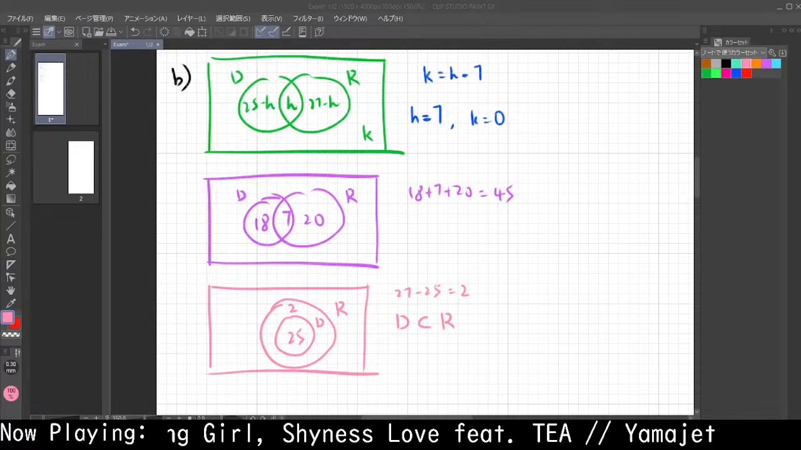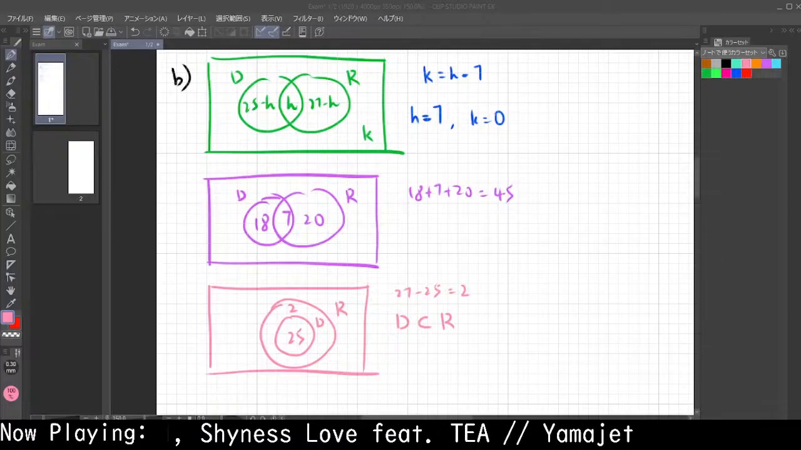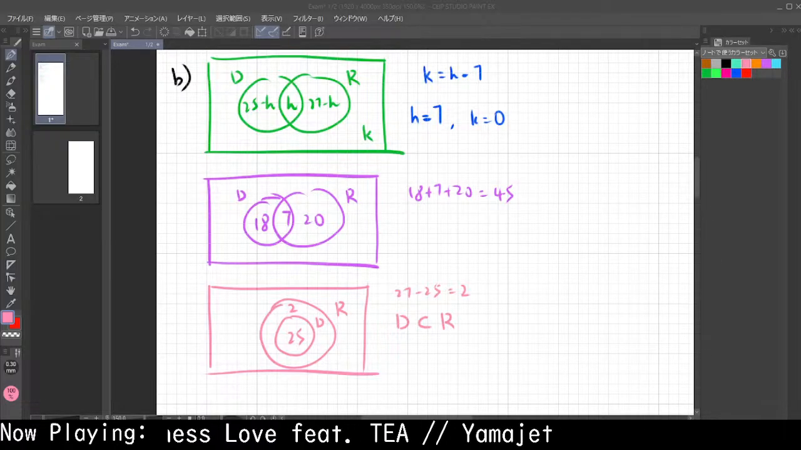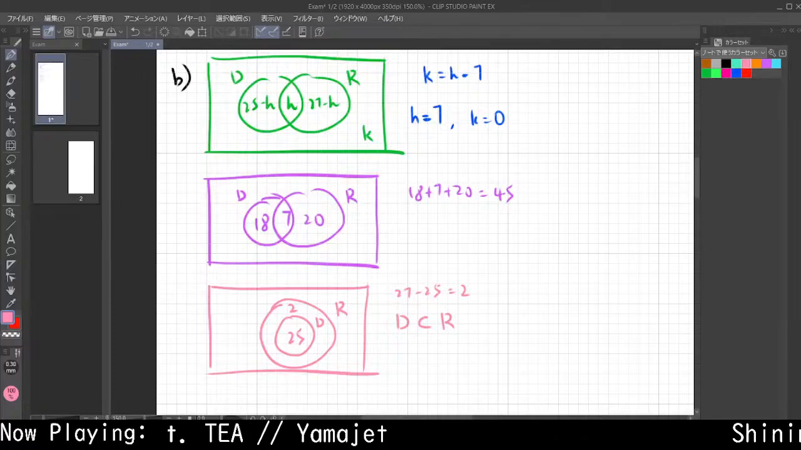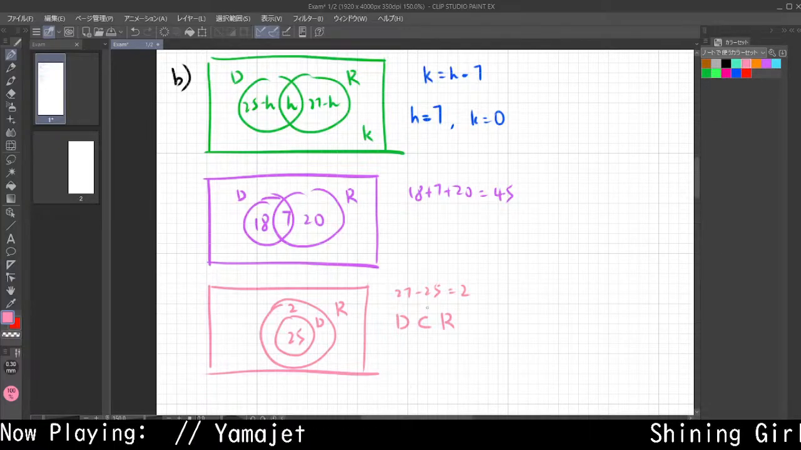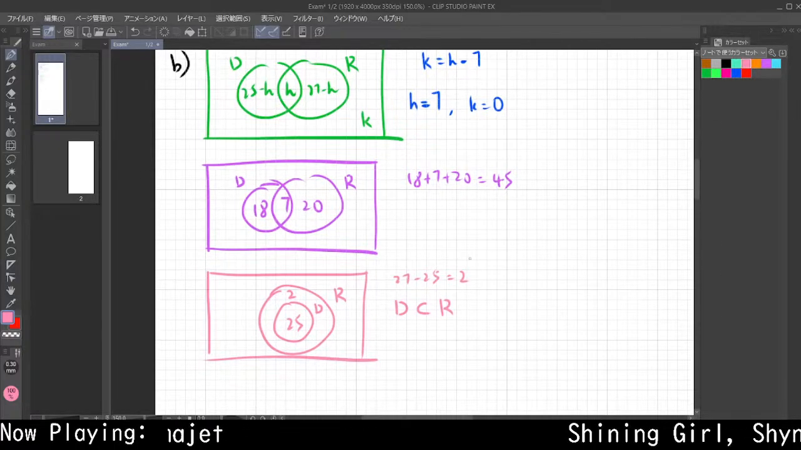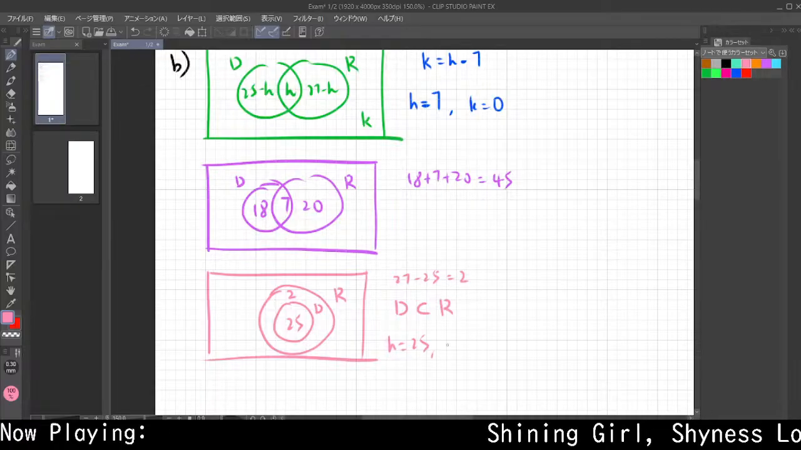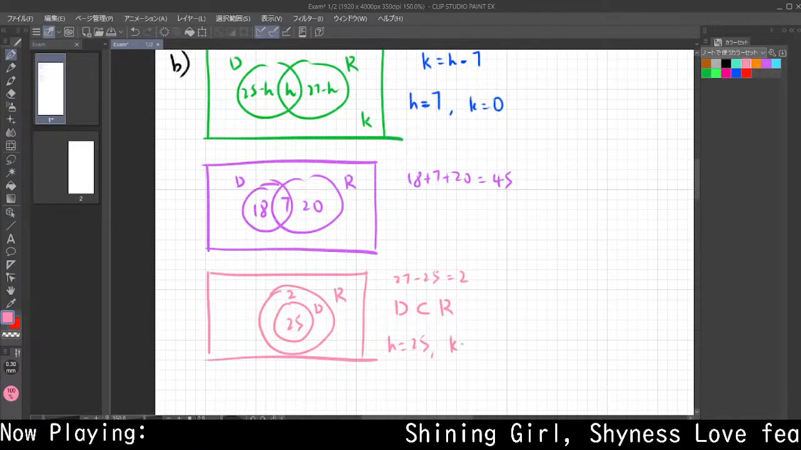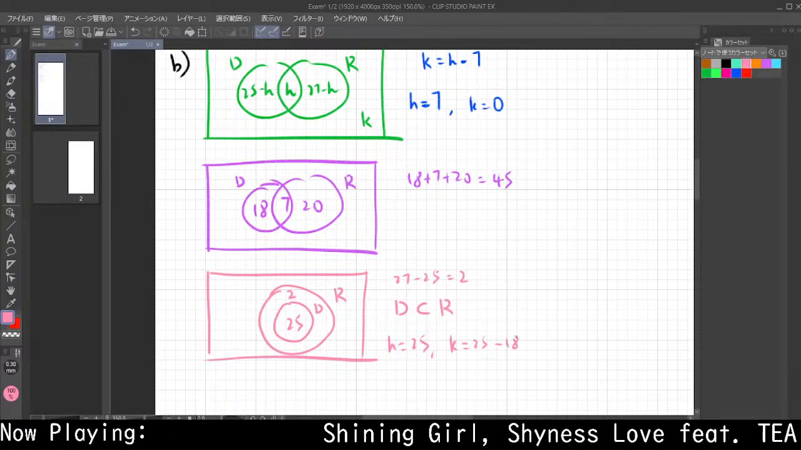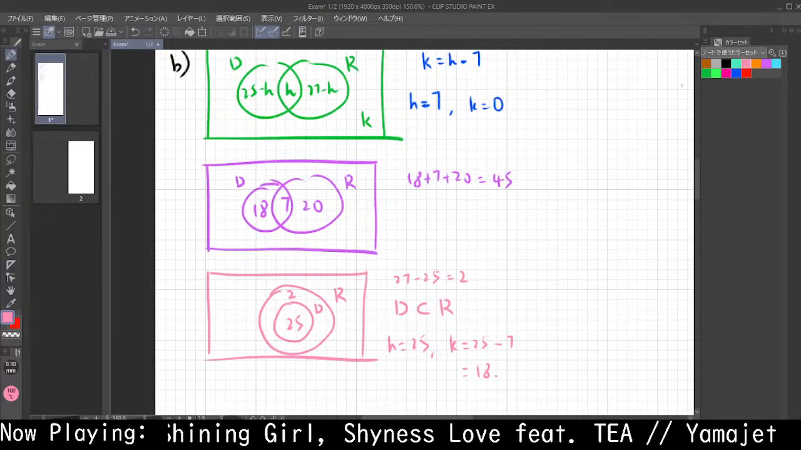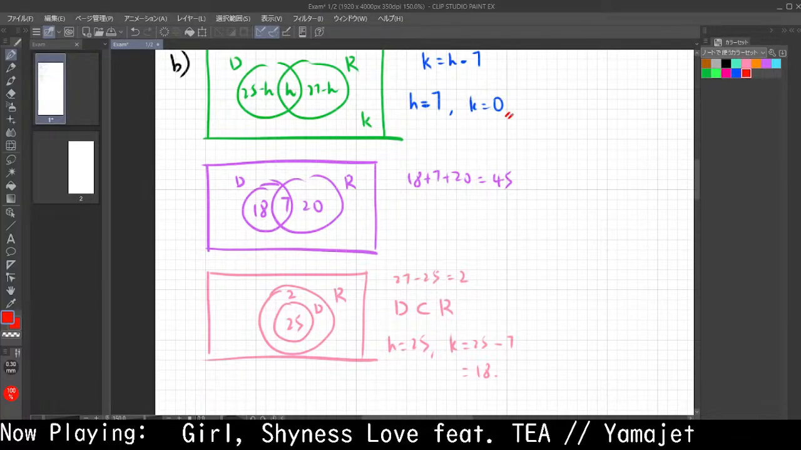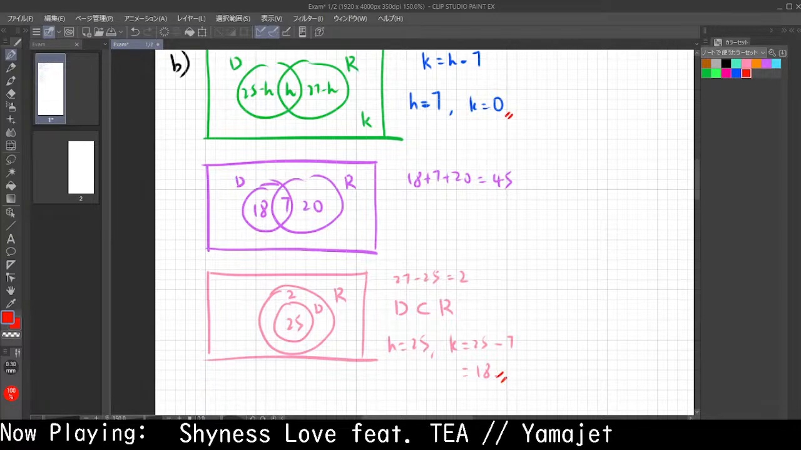Okay, back to normal. I think I finished testing. So we continue. With this, H is the largest, therefore we know that in this condition H is equal to 25, therefore K is equal to 25 minus 8 minus 7, so we get 18 as our answer. So you get 2 answers, so 2 marks in this case.